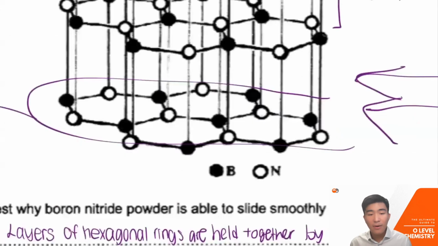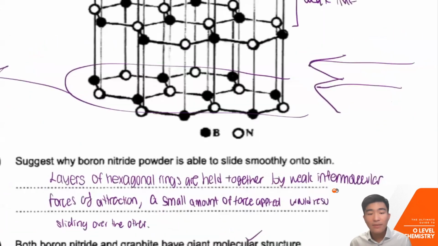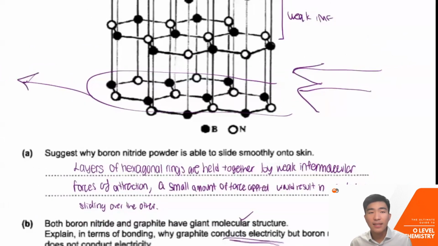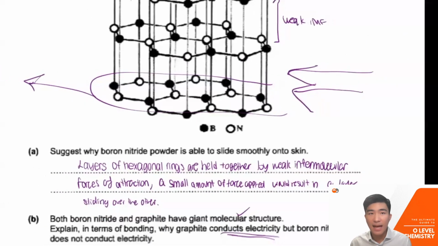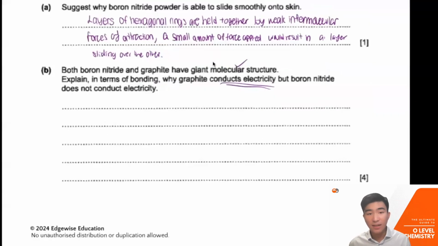Now, however, for boron nitride, does it? It doesn't. Boron nitride cannot. So sorry, my screen is a bit laggy. Give me a moment. Okay, let me reshare my screen. Okay, so for boron nitride, as mentioned, there is no mobile charge carrier available for conducting of electricity, right?